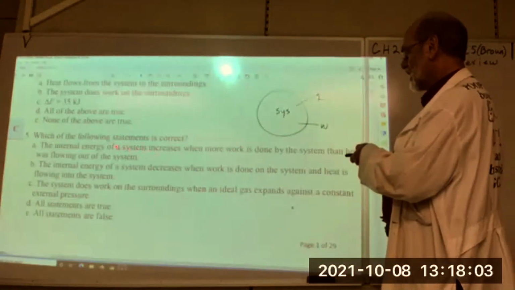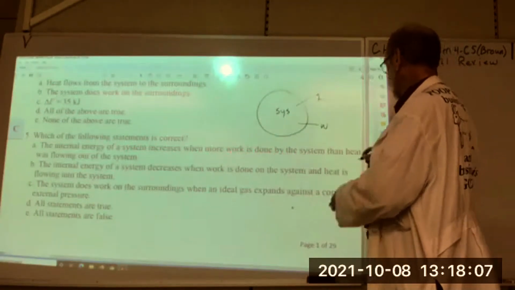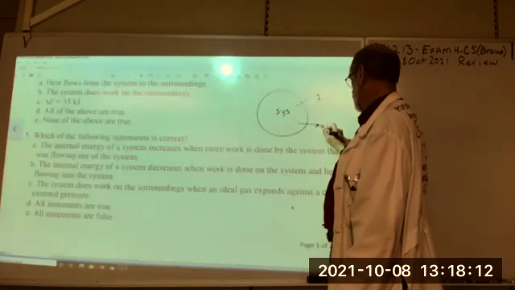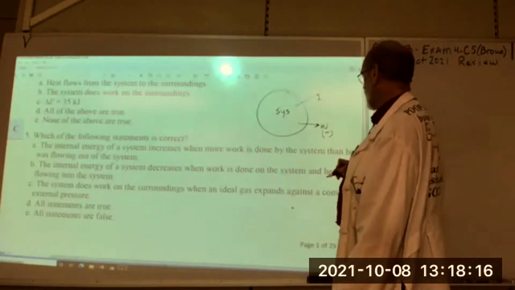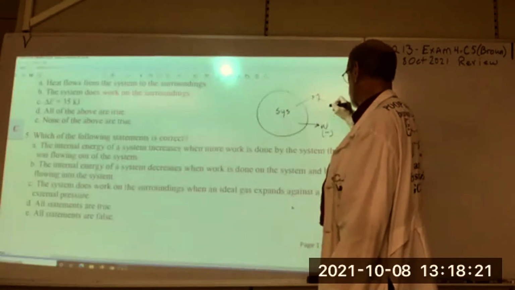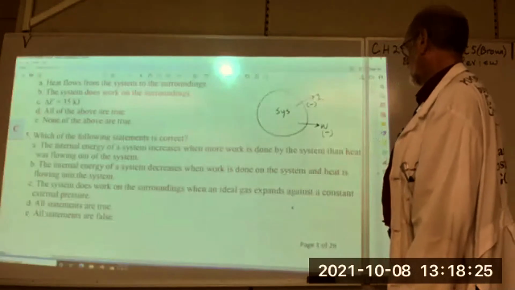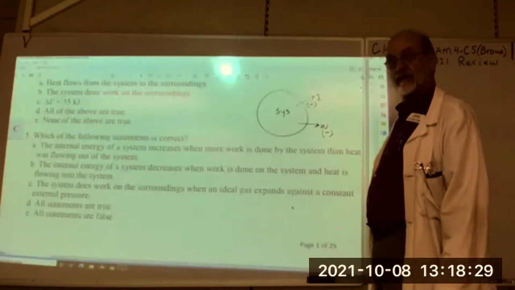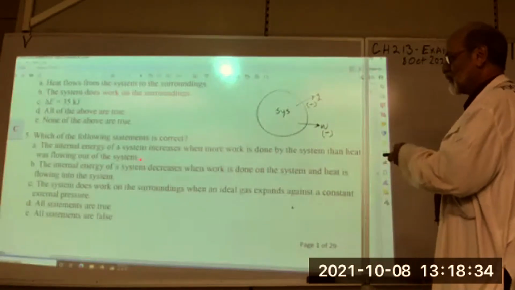The internal energy of the system increases when work is done by the system. So this would be negative. Heat is flowing out of the system. That's negative too. So the internal energy cannot increase. I mean, they're both negative, right? So it doesn't matter which one's bigger. All right, so that was false.